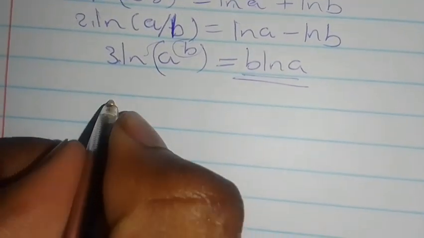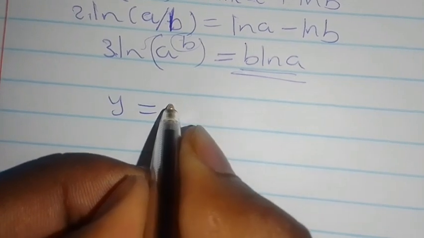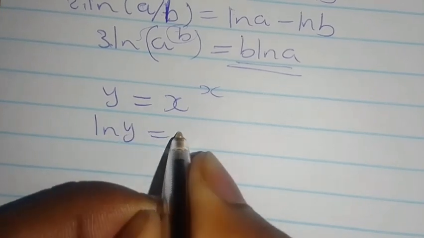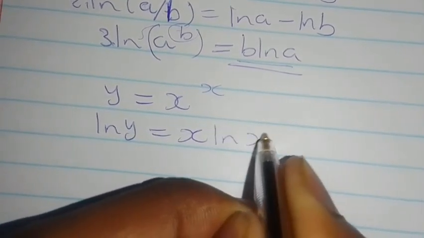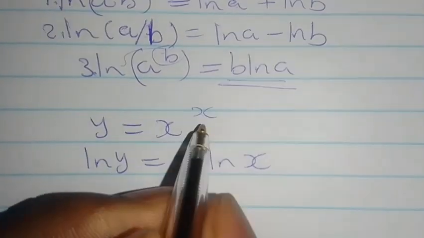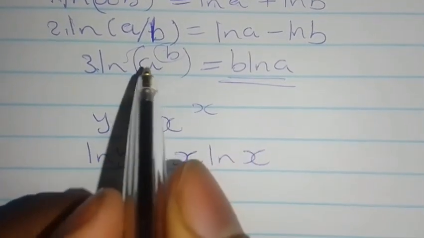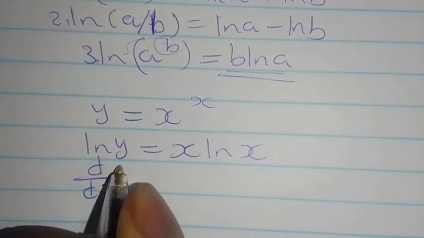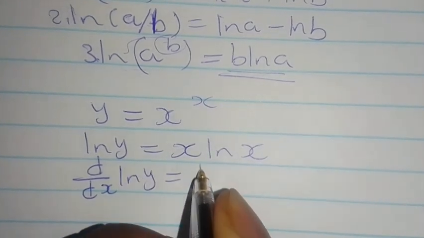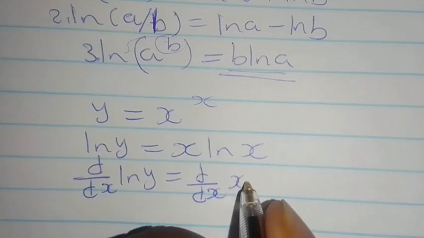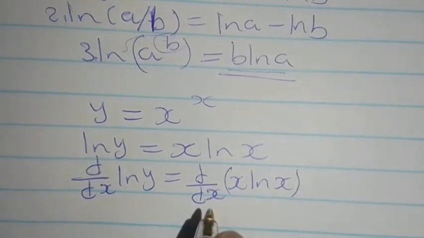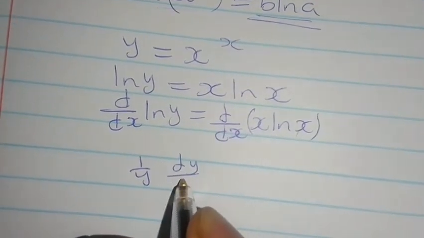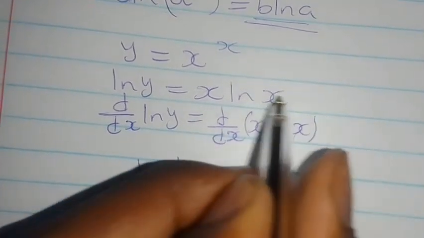So basically here, I'm just gonna give an example where I have y equals x to the power x. If I take the natural log on both sides, this is gonna be x natural log of x, because I'm gonna apply this rule when I take the natural log on both sides. Then I can derive and say d over dx of the natural log of y. This will be d over dx of x multiplied by the natural log of x. And then from here this one will be 1 over y dy over dx. And from this we must apply the product rule.